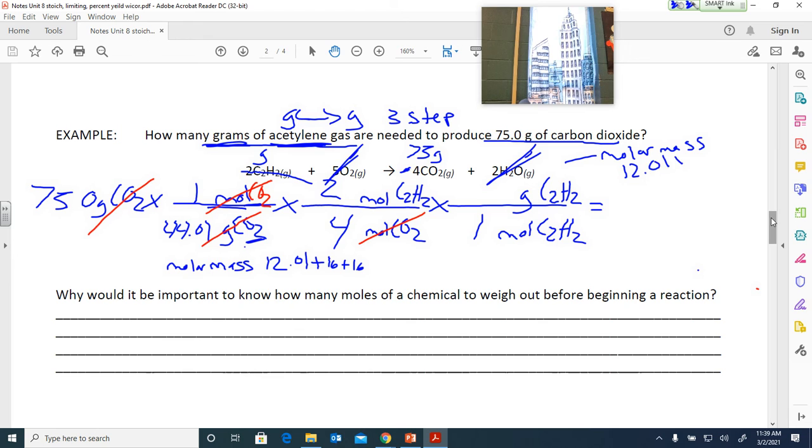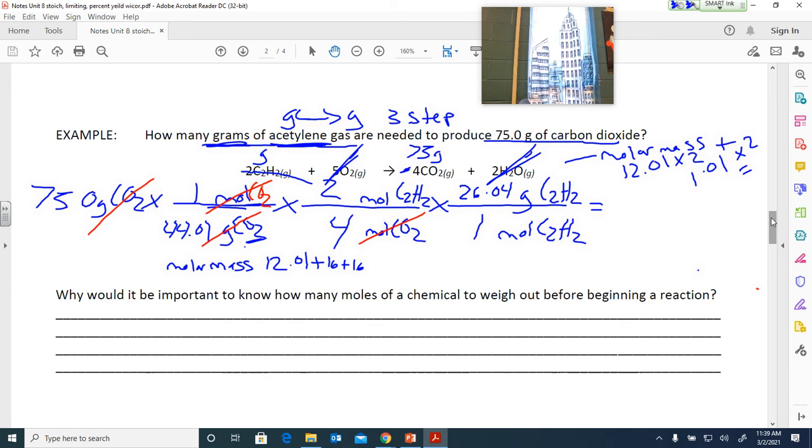So it'll be 12.01 times 2, because carbon is 12.01, times 2. And add that to hydrogen, which would be 1.01, because that's its mass in the periodic table. Hydrogen is 1.01 times 2. So I'm going to add all that up, and that's going to be the molar mass of C2H2. So 12.01 times 2 plus 1.01 times 2, and the answer is 26.04. And that's the molar mass.